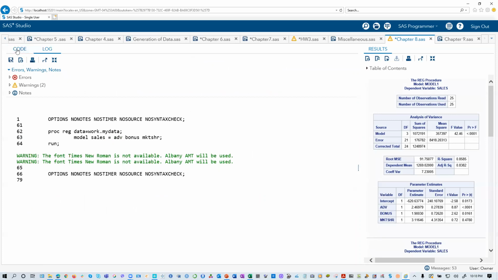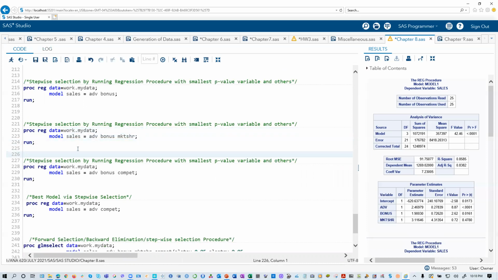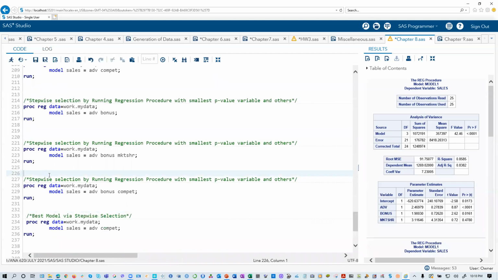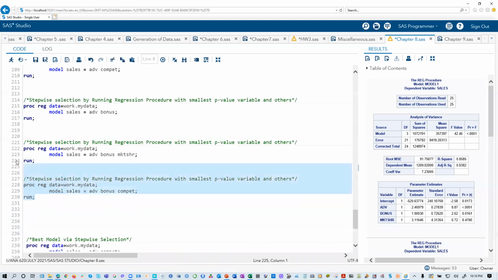there should be another one too. Bonus, market share, p value variable and others. So we are missing one here. Oh, that's the one. These two are already in the system, and I'm going to check the third one. Can the third one be added to this one?